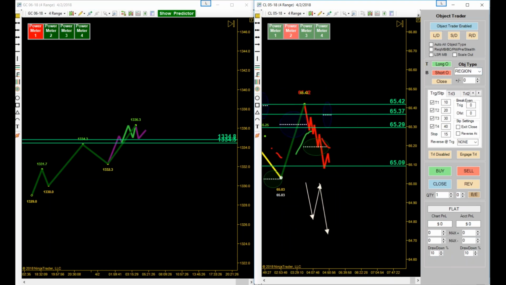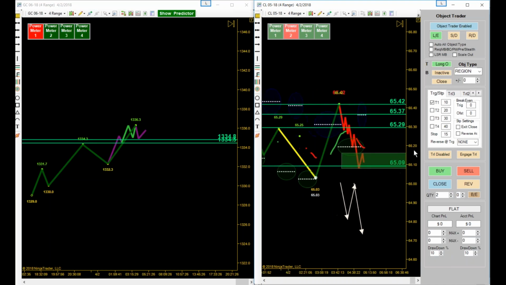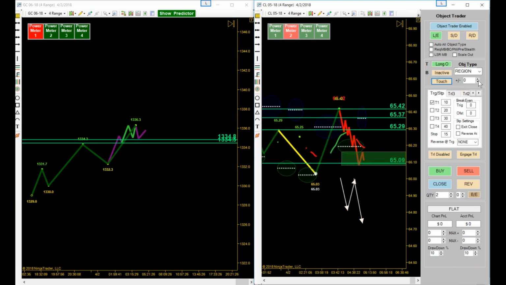I will do a region. I'll bring it right here. We're not going to go long unless it actually breaks below 0.3. Okay, so I'm going to turn off short. And I'll just do 2. And let's just try to get 10 ticks, just to see. Okay, we'll just see if we can get 10 ticks on this particular one. And I'll do a touch plus 2.